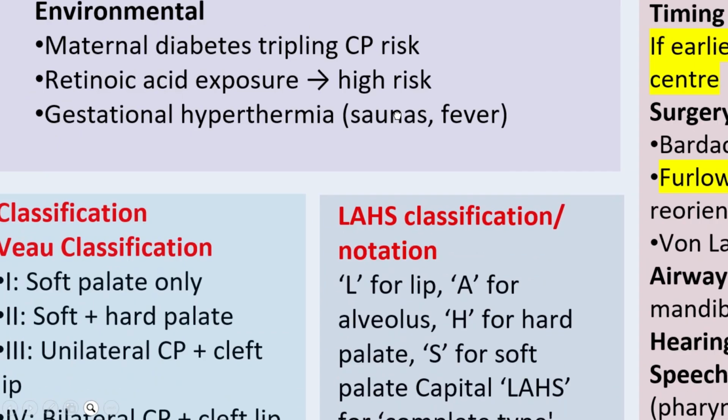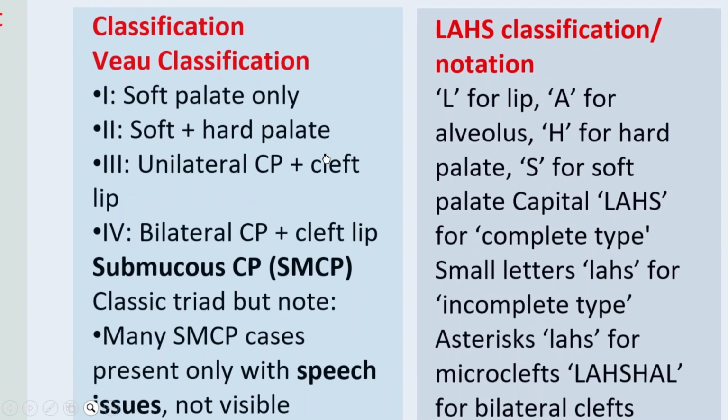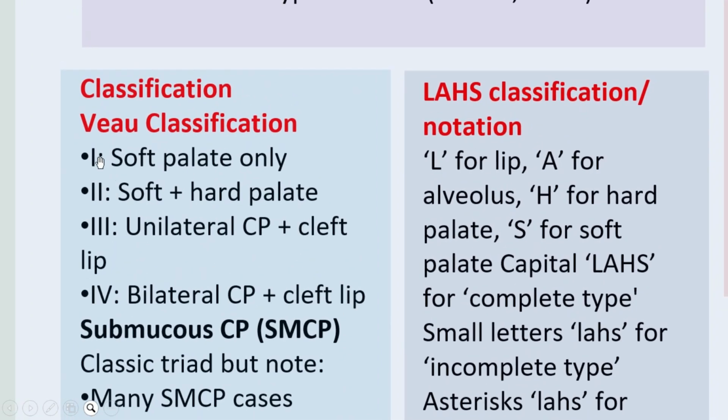So you have the classification, the Veau classification. In the Veau classification, you have type 1, where it's only affecting the soft palate, type 2, where it's affecting the soft and hard palate, type 3, when it is a unilateral cleft palate plus a cleft lip, that's unilateral.